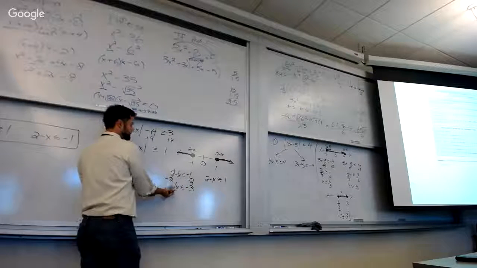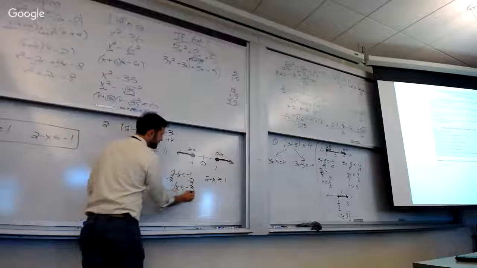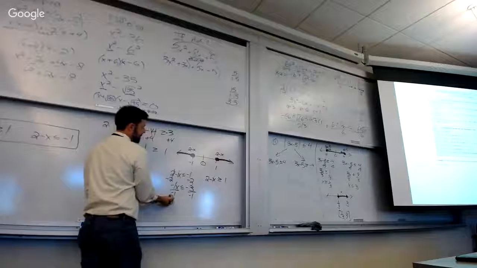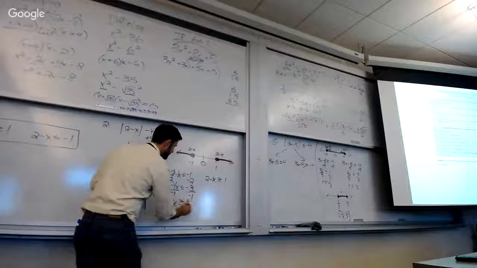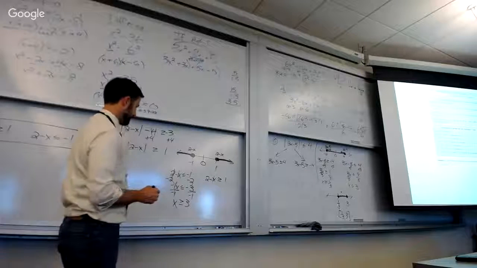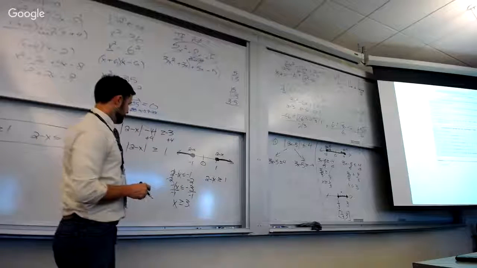And now x is being multiplied by negative 1, so you divide by negative 1. And what happens anytime you divide an inequality by a negative? Then you have to flip that symbol. So now we have x is greater than or equal to 3. That's one possibility.